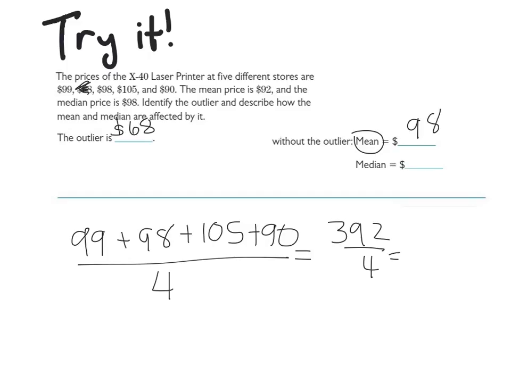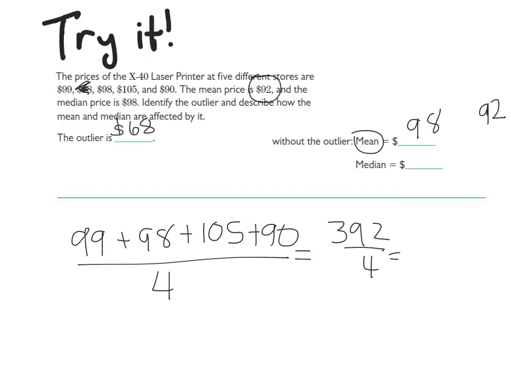So 98 is the mean price without the outlier, but with the outlier it was 92. So we're comparing that to 92, okay? That's with the outlier. Oh, that was a weird looking 9. But without the outlier it's 98, which is probably a closer estimate.